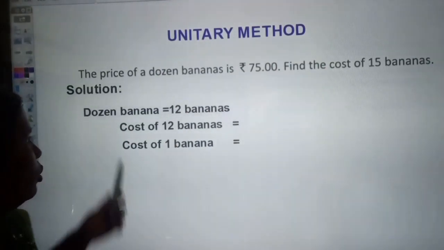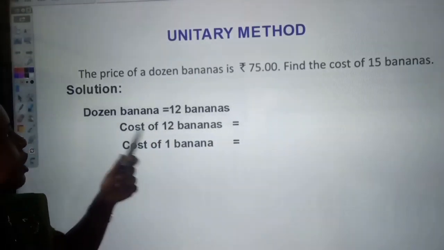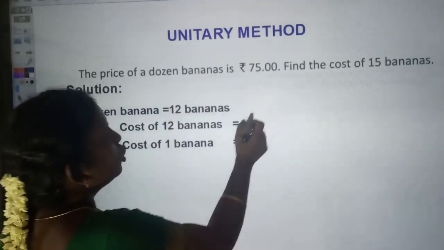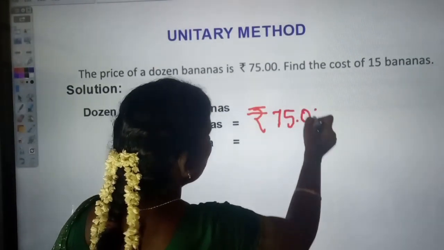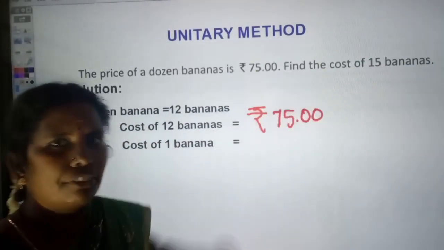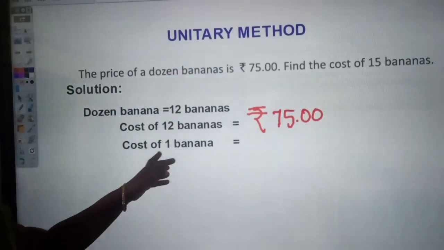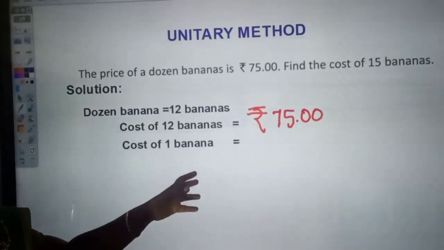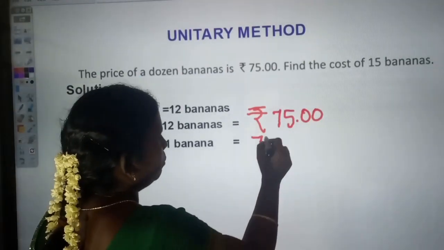What is the meaning of dozen? A dozen bananas means 12 bananas. Therefore, they have given us the cost of 12 bananas as rupees 75. We have to find the cost of 1 banana. Then only we can find the cost of 15 bananas. Hence the method is unit. We have to find the cost of 1 banana, and that is why this method is named the unitary method.